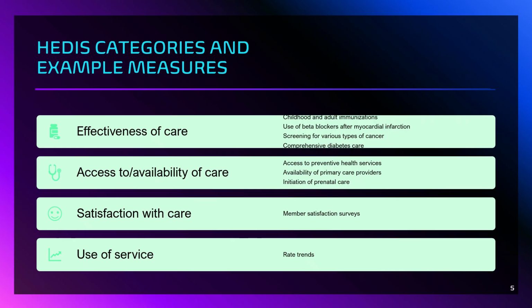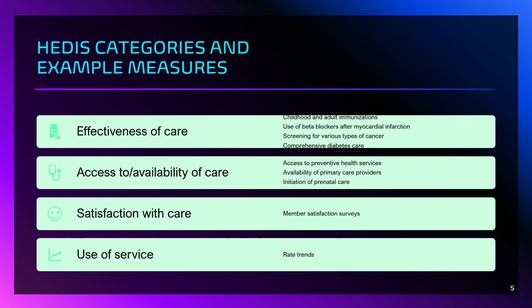Categories of HEDIS measures. Let's take a closer look at the structure of HEDIS because it's not just one big scorecard. It's actually made up of categories, and each category has specific measures. One important category is effectiveness of care. This is where you'll find measures like childhood and adult immunization rates, whether patients stay on beta blockers after a heart attack, screening rates for different types of cancer, and a cluster of measures around chronic diseases, especially diabetes. And these effectiveness of care measures are designed to answer a basic question: did patients actually get evidence based services that are known to improve outcomes?